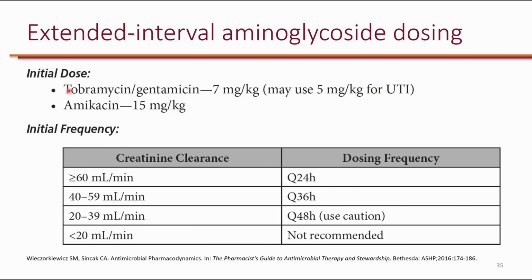The way it works is that initially you use a dose of 7 milligrams per kilogram for gentamicin or tobramycin, and you use almost twice as much for amikacin, so 15 milligrams per kilo. For normal renal function, this is once a day dosing. However, if the patient has renal insufficiency, for example creatinine clearance of 40 to 59, then you set the frequency to every 36 hours, and for 20 to 39 you set the frequency to every 48 hours. And of course, for creatinine clearance less than 20, this nomogram is not recommended.